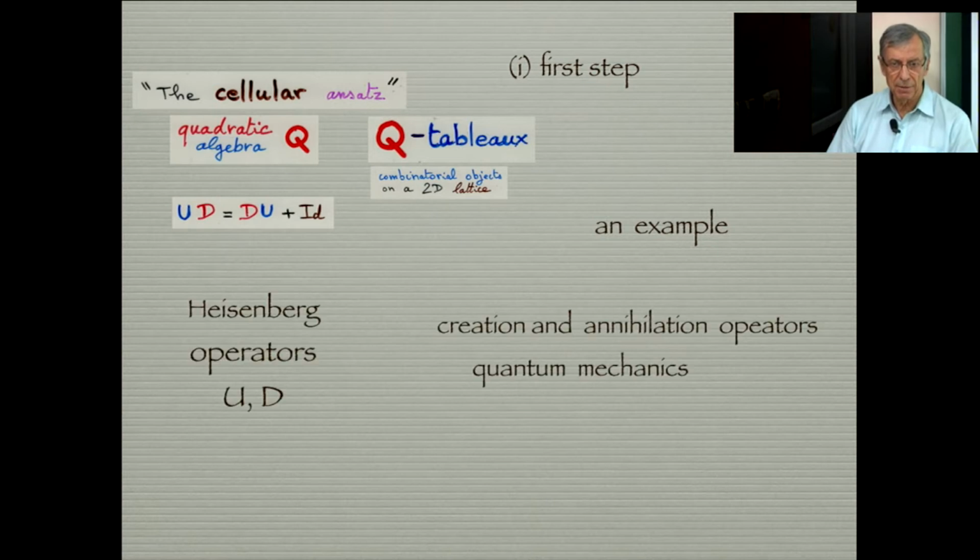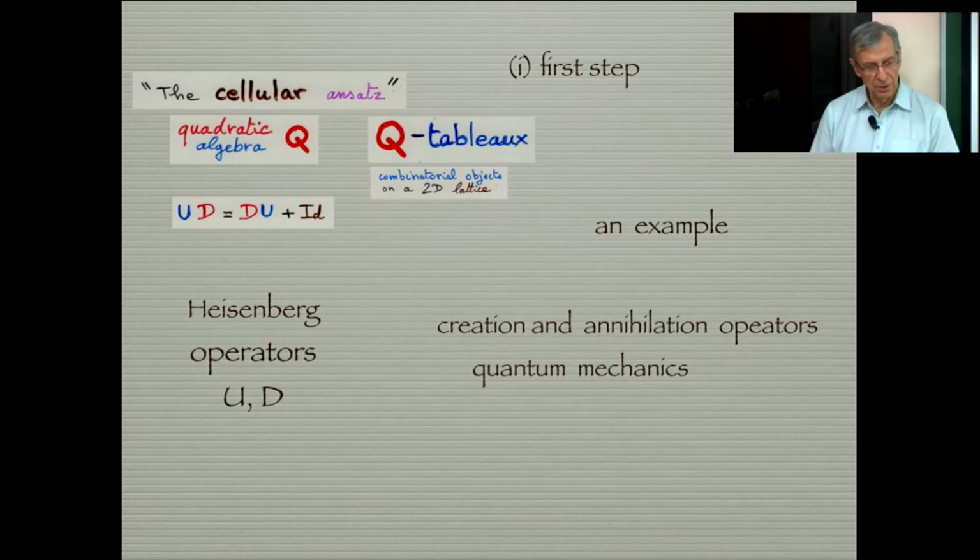A quadratic algebra is defined by two elements, U and D, and by the commutation relation UD equals DU plus identity. So it's just a very simple, this is the simplest Weyl-Heisenberg algebra. It's well known in quantum mechanics. U is an operator creating a particle, D deleting a particle. So there is a commutation relation, UD equals DU plus identity, and this defines a quadratic algebra. It's an algebra generated by U and D with this relation.